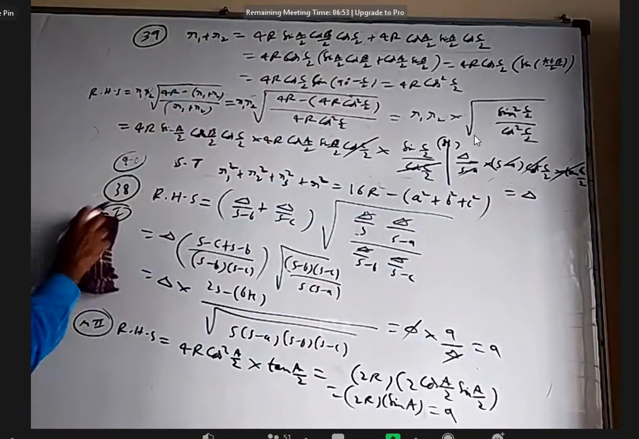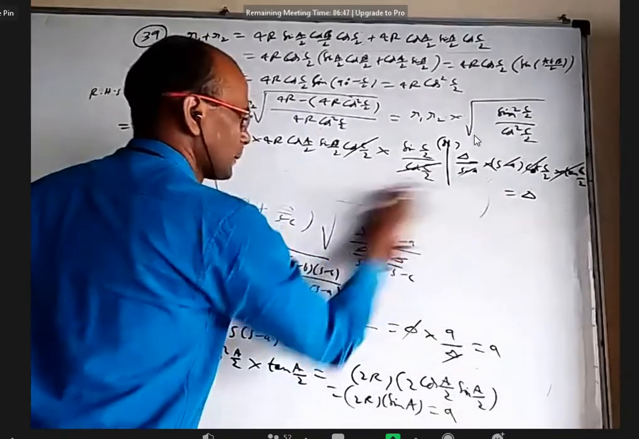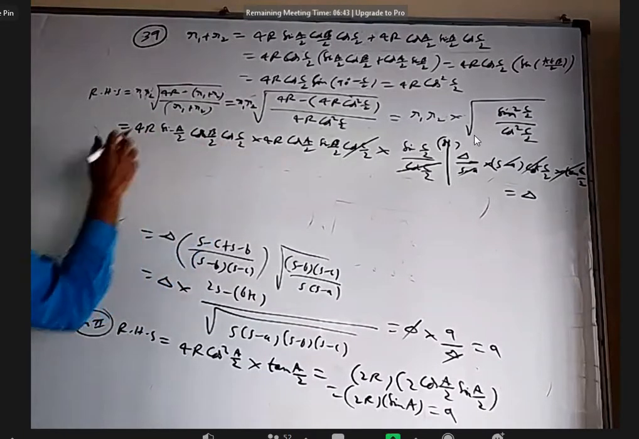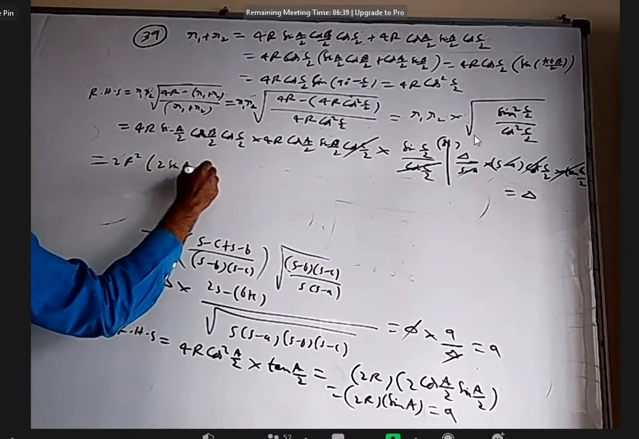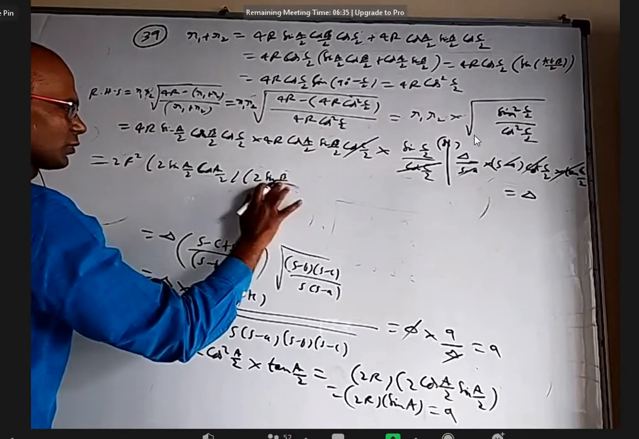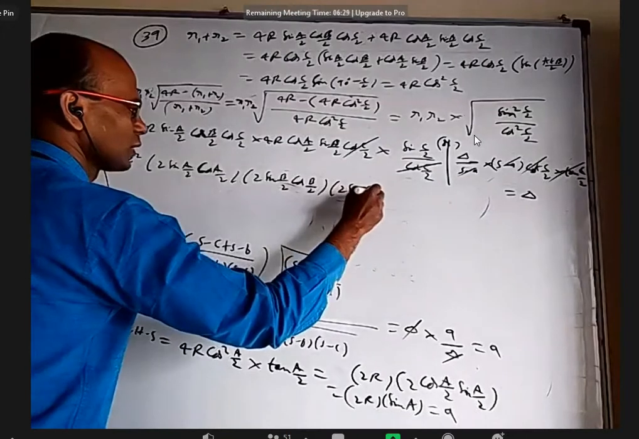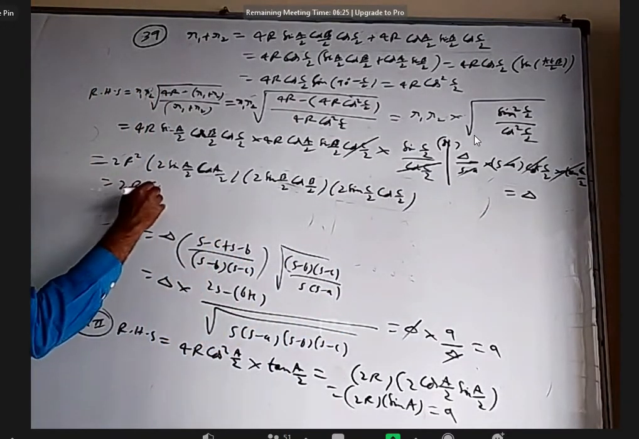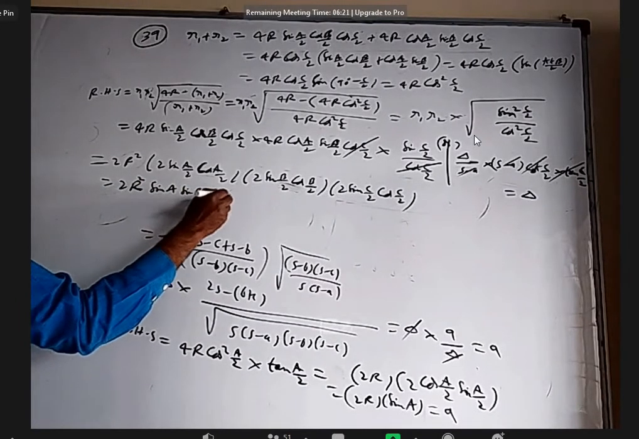Otherwise, if somebody is using this, I'll write this 40th question once again. First, I'll arrange this. 4R, 4R, 16R square. I can take 2R square common and take one more 2 here: 2 sin A by 2 cos A by 2, 2 sin B by 2 cos B by 2, and 2 sin C by 2 cos C by 2. So 2R square sin A sin B sin C, which is delta.